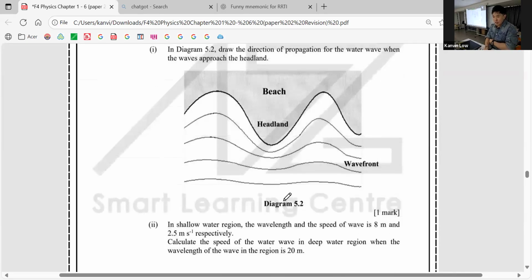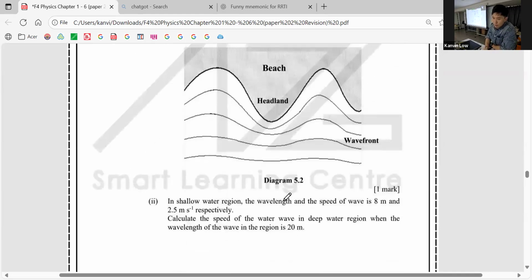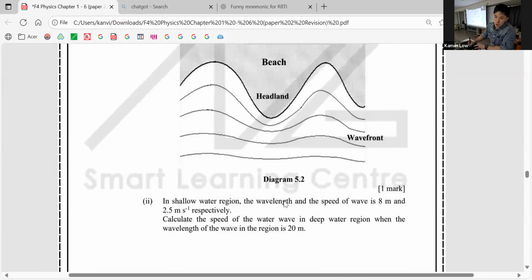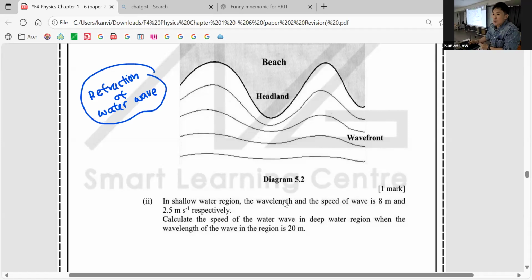Later, okay? Okay, so students, now go for this one. Guys, this is something to do with what concept? This is the bay and the cape. Yep, the bay and the cape. So what physics concept here? Refraction of water wave. Very good. So today this is something to do with refraction of the water wave.